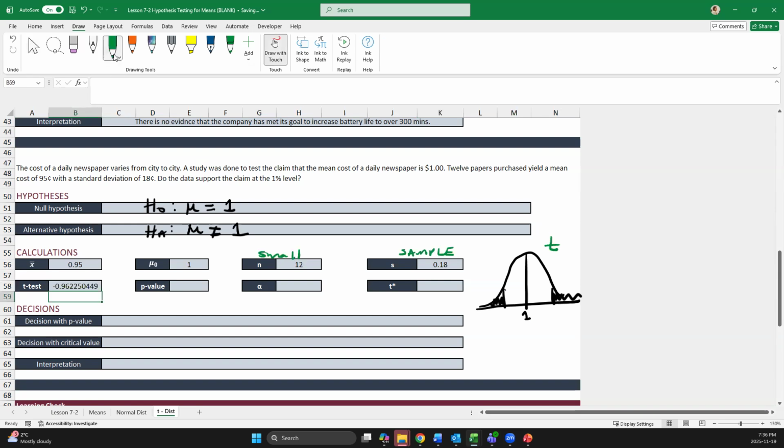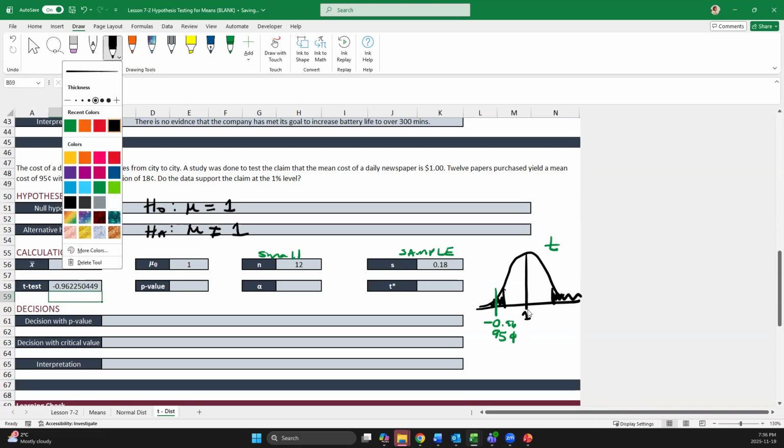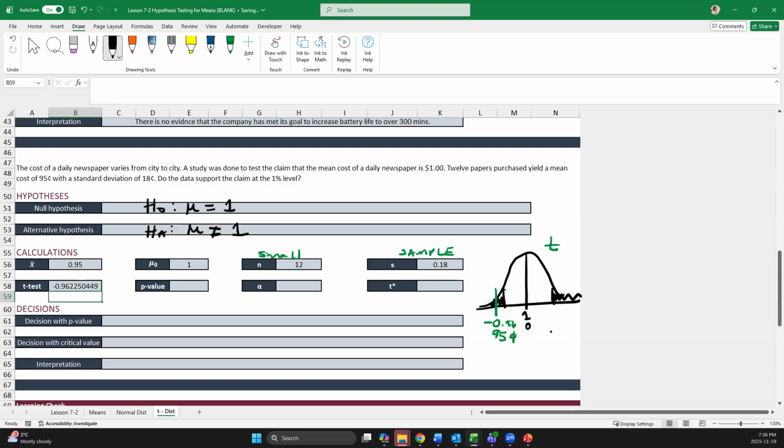What this means is that, let's say my sample value was somewhere over here at negative 0.96 as my t-test statistic. That corresponds to 95 cents. 95 cents is less than the dollar. That's why I know it's on the left. Also, a negative test statistic means you're on the left, because once you put it in the formula, the standard distribution for t or normal would be centered at 0.